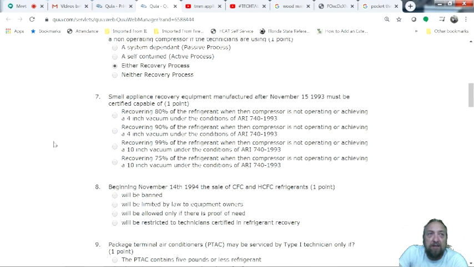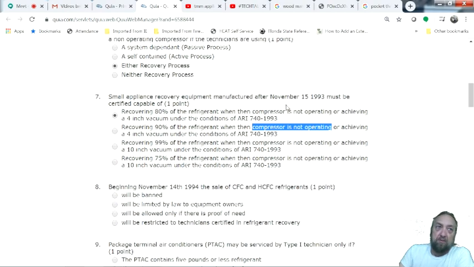So which one of these is the correct answer? 80% of refrigerant. 90 is if the compressor's working, but the answer says the compressor's not operating. So it's 80% with an inoperative compressor.